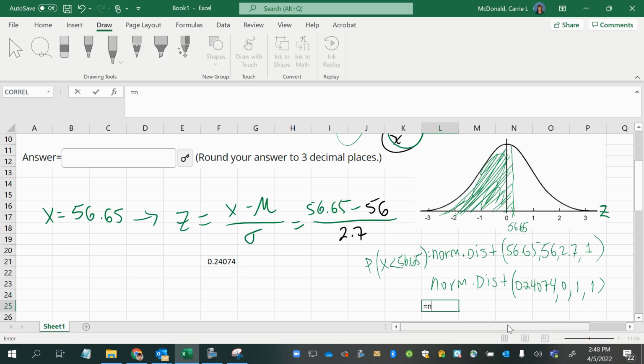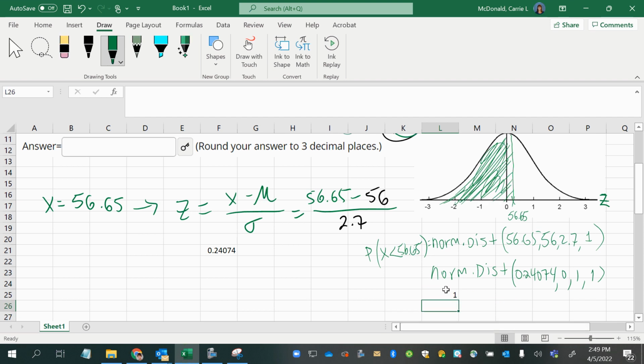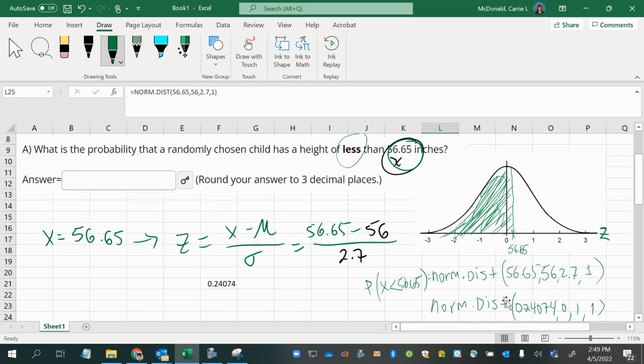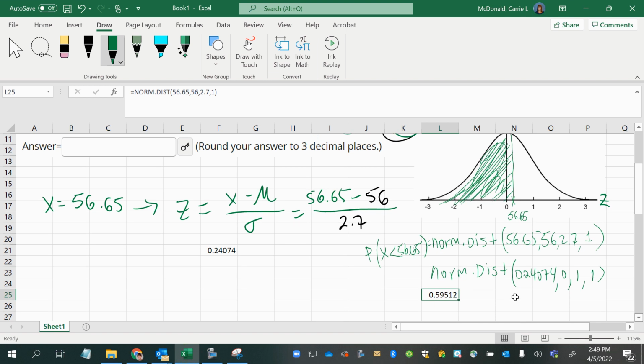So I'm going to use norm.dist on 56.65 with a mean of 56, standard deviation of 2.7, and 1 for cumulative. And I'm getting kind of a weird answer. Oh, because I entered my mean incorrectly. Okay, now that is an answer that makes sense. So now I have 0.595 as my answer to part A. And it says to round to 3 decimal places, so I would do that.